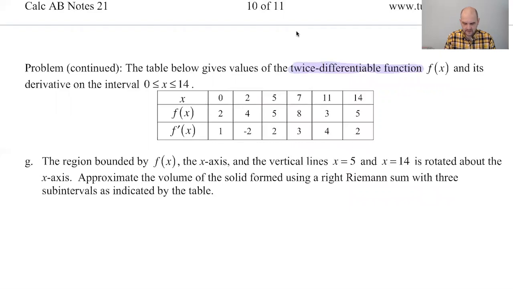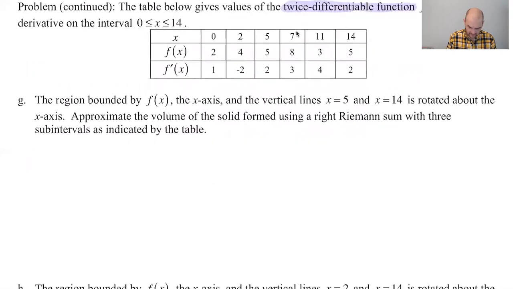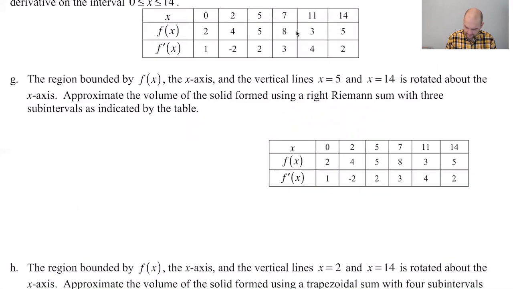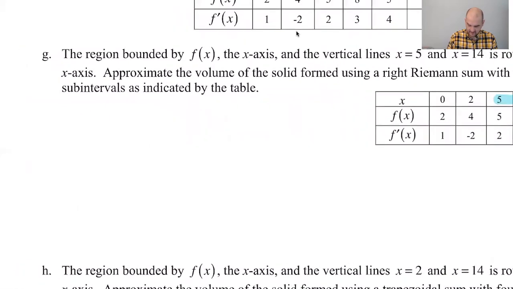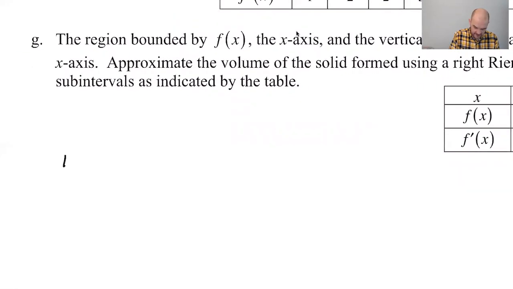All right, I'm going to copy the table so that I can use it as we go. So we're only going from 5 to 14, which means I only really care about this part, which I think is one of the key parts. Let's write a definite integral that will give us that volume. It should be pi, the integral from 5 to 14 of f of x squared dx, right?